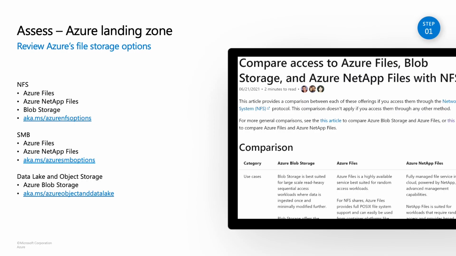So let's take a look at what a file migration workflow should consist of when it's executed in a safe and proper manner. And it starts with step 1A, and that is understanding where in Azure you should be moving your data to. We've taken a lot of time over the last couple of years to compile resources to help our customers understand the SMB protocol options, the NFS protocol options, and our object and data lake storage options that are available to customers in Azure.